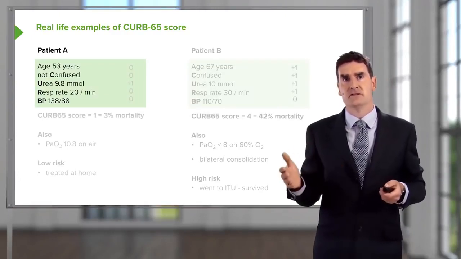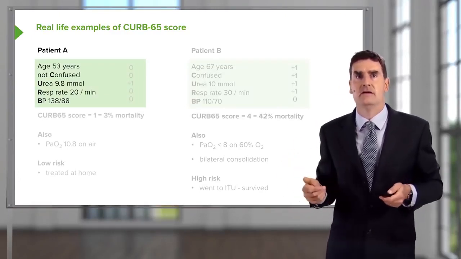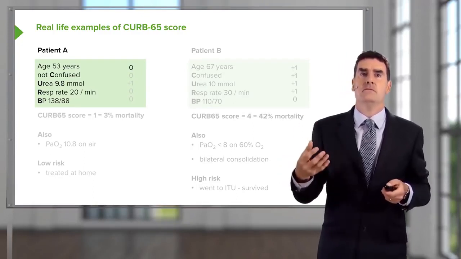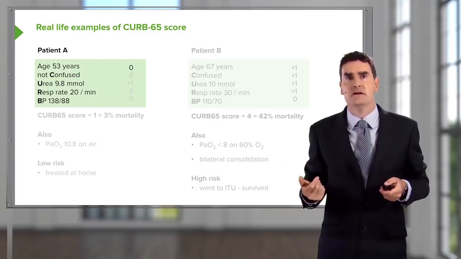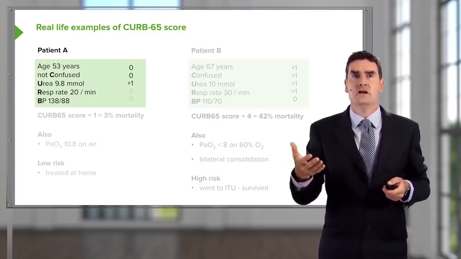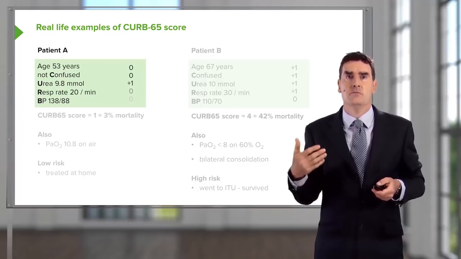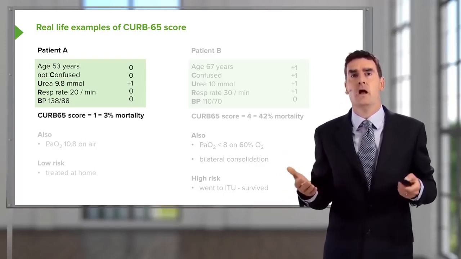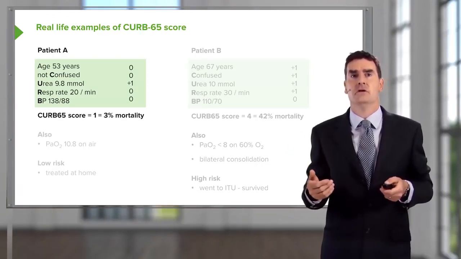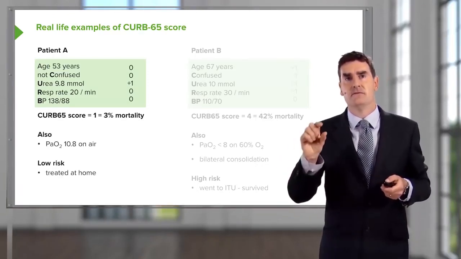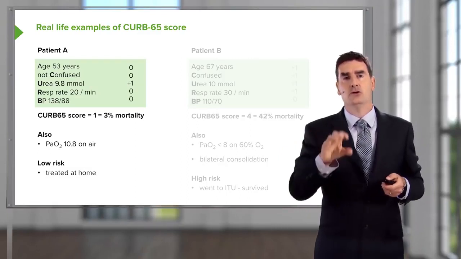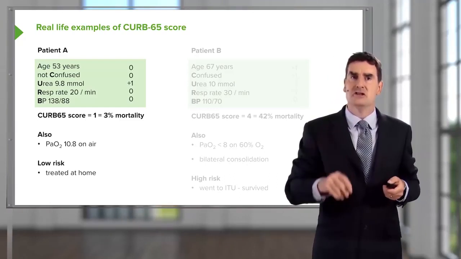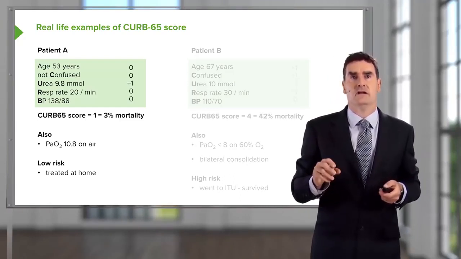So just to go through a couple of examples, here's patient A, age 53, presents to casualty with feeling of cough and phlegm and fever for the past 3 days. He's not confused. Urea was actually slightly high, 9.8, but not terribly breathless. Blood pressure was normal. That gives a CURB-65 score of 1, just for the urea alone. The rest were normal. So that's a 3% mortality. They're not hypoxic. Chest x-ray confirmed pneumonia, but actually they could be treated at home with some oral antibiotics.